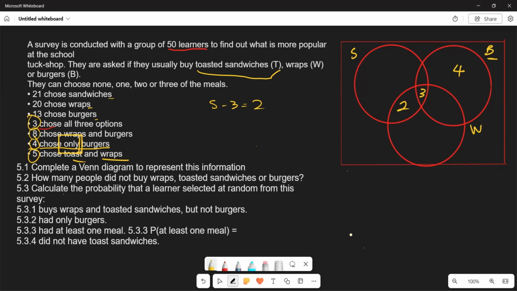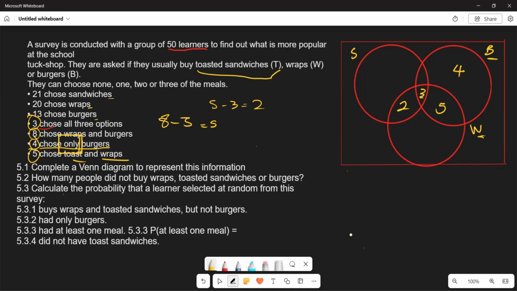Now they say you are having 8 that chose what? A rapster and a beggar, right? How many chose the rapster and the beggar? There are 8. So this is a rapster, this is also a beggar, which means if there are 8, you're going to say 8 subtracts the 3 from the intersection, subtracts this 3, right? So what are we going to have here? We are going to have 5, because 8 subtract 3 gives you 5. So those who chose a beggar and a rapster, they are 5, right?